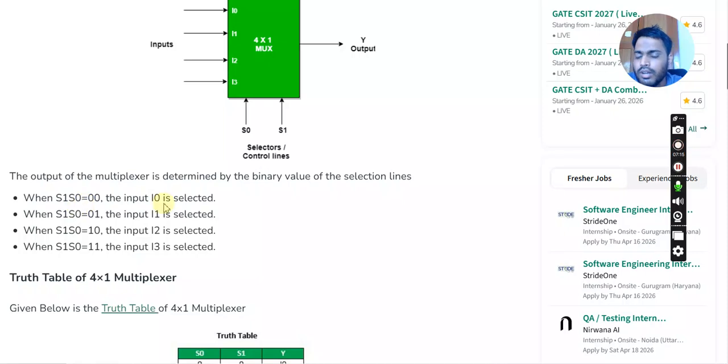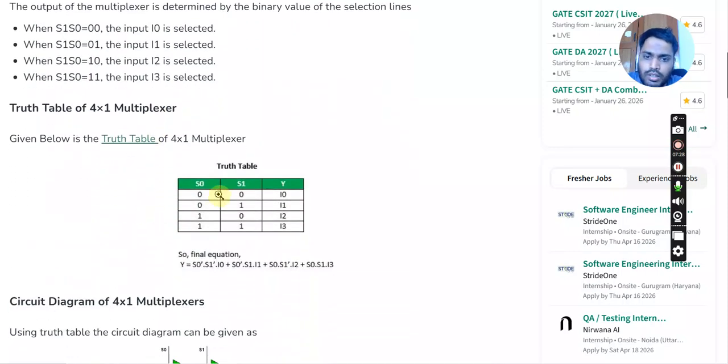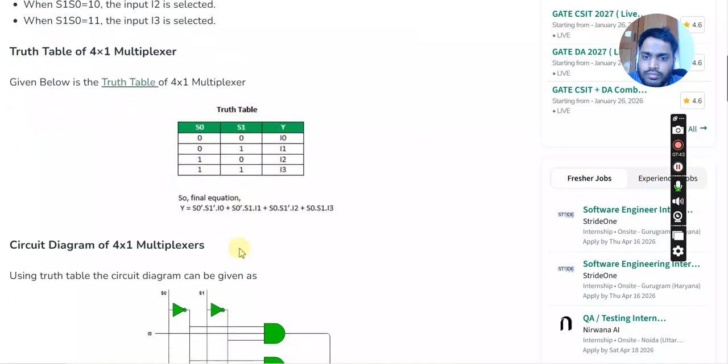So this is nothing but the binary decomposition. For 0, I0 is selected. For 1, I1 is selected. For 2, I2 is selected. For 3, I3 is selected. For 4:1 multiplexer, we have S0 and S1, and then we have Y. So this is the truth table. For 0 0, I0 is selected. 0 1, I1 is selected. 1 0, I2 is selected. 1 1, I3 is selected.